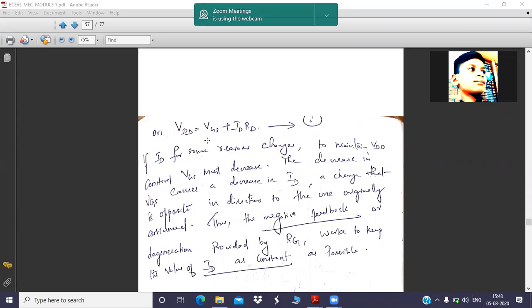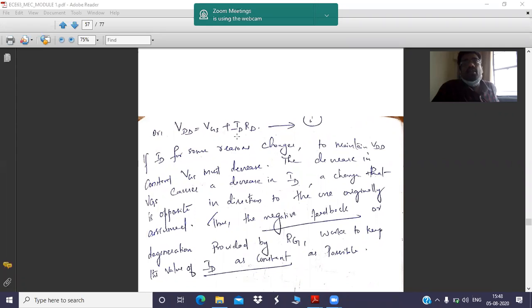For example, suppose IDRD has increased by 2 volt, then that 2 volt you need to decrease in VGS so that VDD is constant. But you won't do that; it is going to happen automatically because VDD is constant. So whenever you feel a small increment in ID, that will automatically decrease VGS.